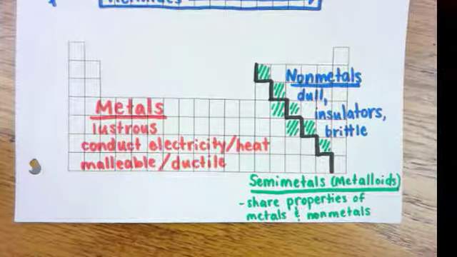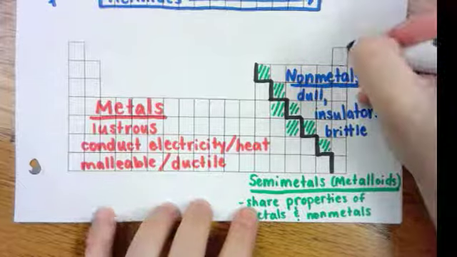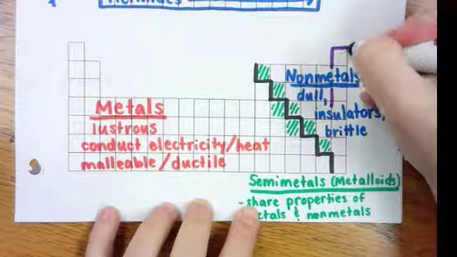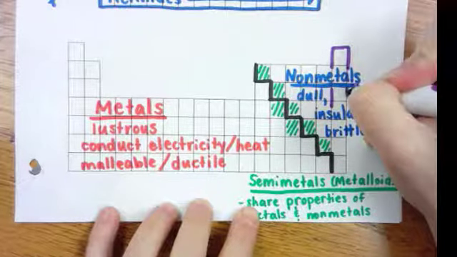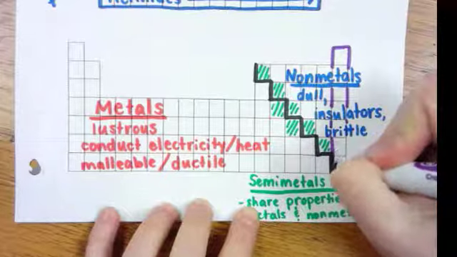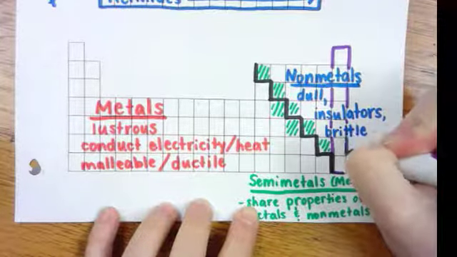We talked about one last special type of nonmetals, and those were the noble gases. The noble gases are only found in the last right-hand column.